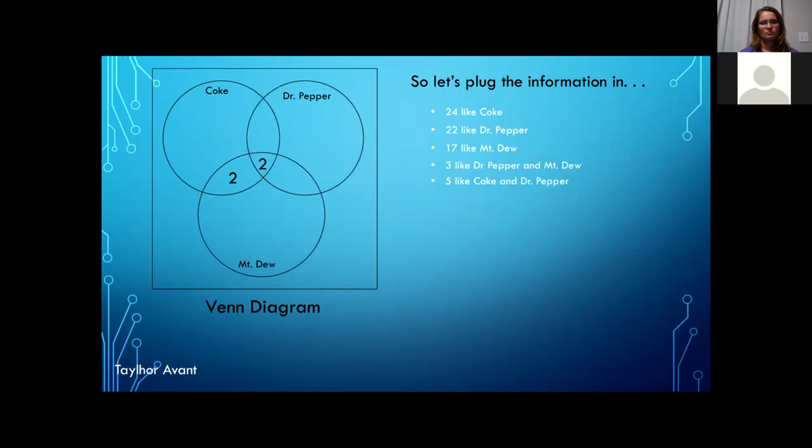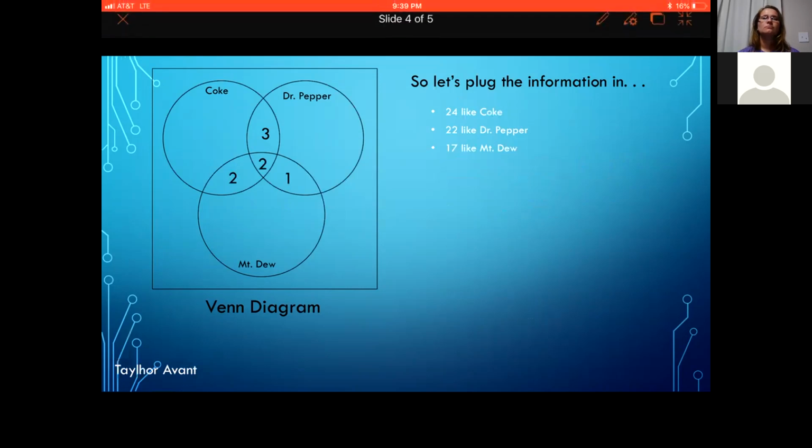Next, we have 5 that like Coke and Dr. Pepper. Again, we are going to subtract the 2 that we already placed in the middle of the Venn diagram, and we'll be left with 3 that like Coke and Dr. Pepper, which we placed in the overlapped areas. Next, we have 3 that like Dr. Pepper and Mountain Dew. Once again, we subtract the 2 and place the 1 in between the overlapped areas of Mountain Dew and Dr. Pepper.